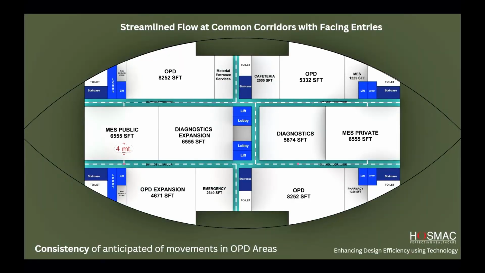So in order to solve that, what we did is that instead of taking common entries at a single face, we try to take entries which are facing each other, and then have a streamlined flow across a common corridor. So for instance, here you can see that the public entry is taking the same corridor which is taken by the private entry, but they kind of confluence in the middle and walk from facing directions.